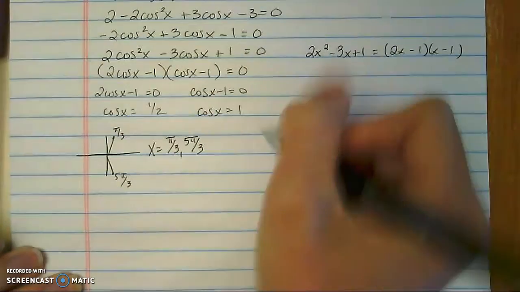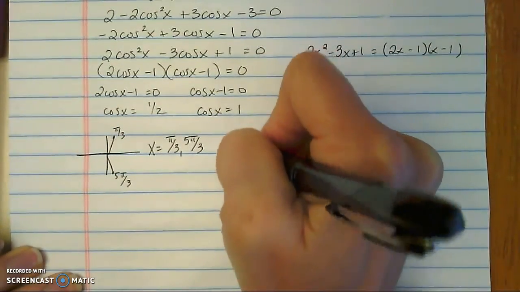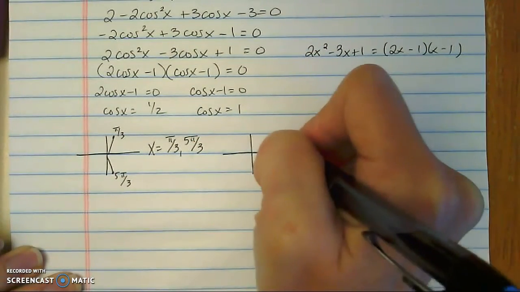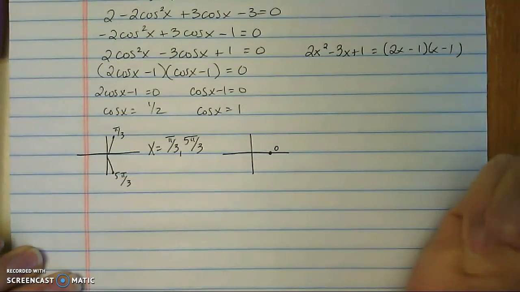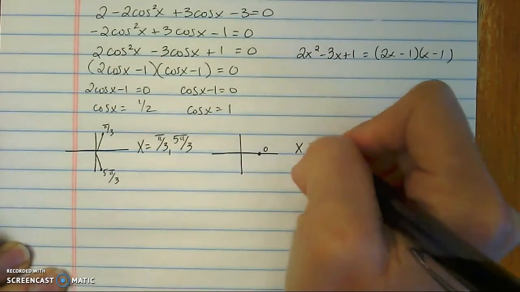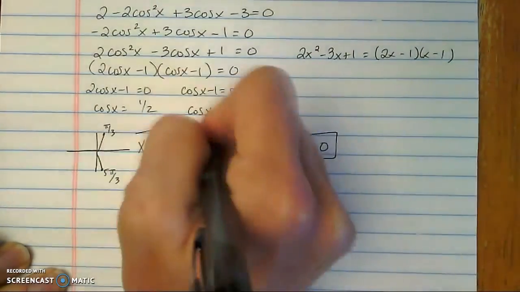And where is the cosine 1? Oh, that's right here at 0. Now, I know 2 pi as well, but according to up here, we got to use the 0, not the 2 pi. Okay, so the other answer is 0. 3 answers for this problem.